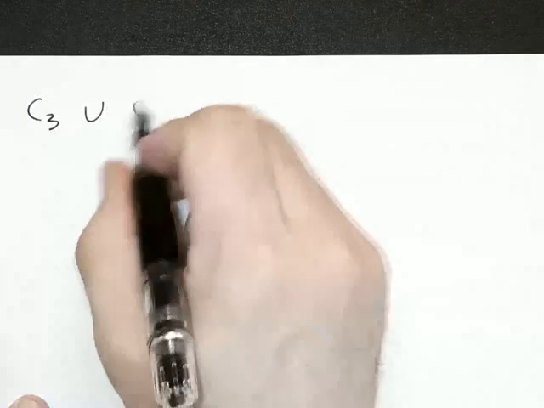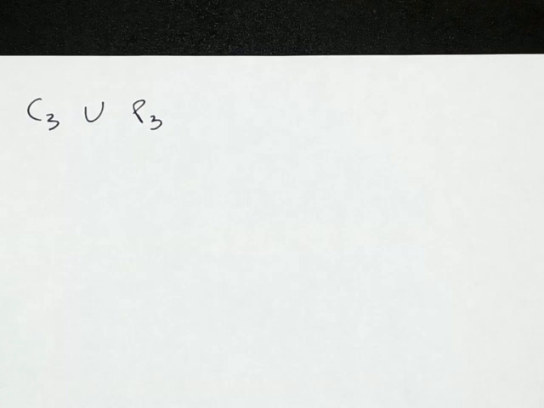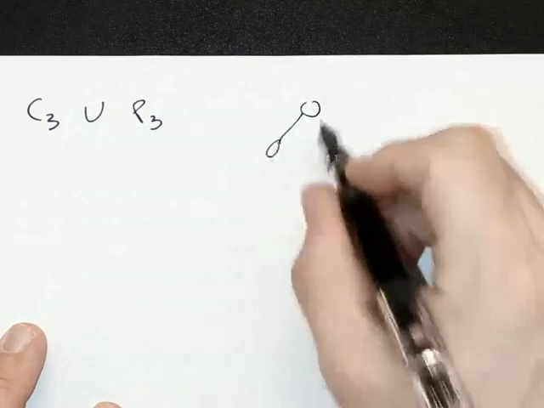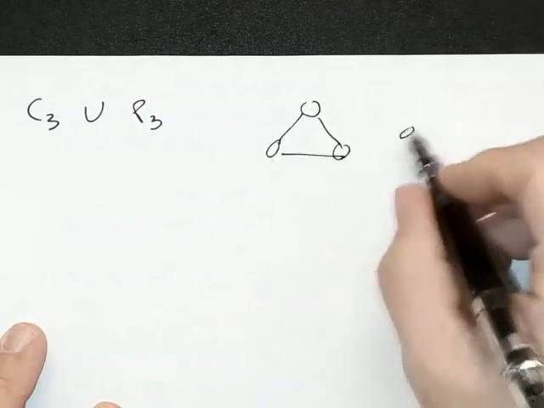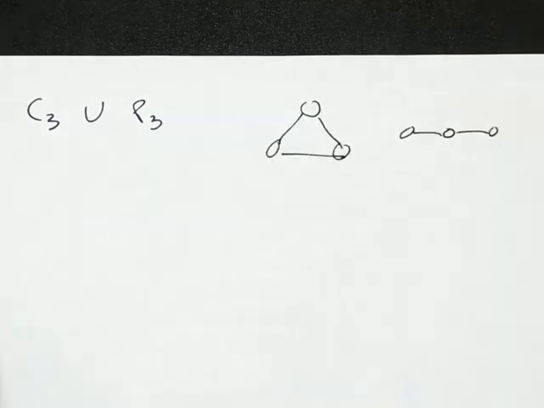Let's make life relatively easy. I'm going to pick small graphs. So I have, let's see, C3 union P3. Well, the union is just both graphs. That's the union.